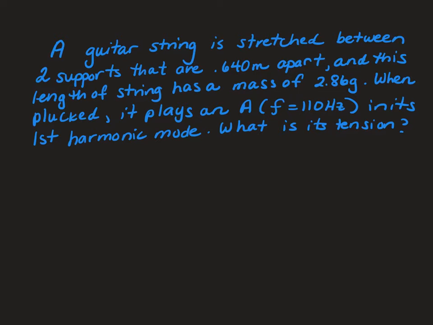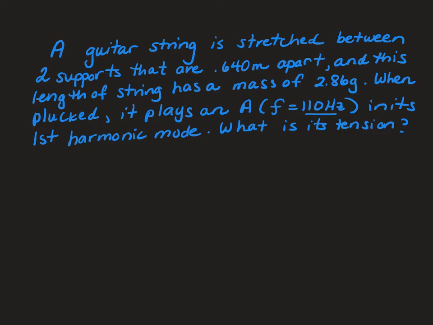So here's the problem. We have a guitar string, and that string is stretched between two supports that are 0.640 meters, or 64 centimeters, apart, and this length of string also has a mass of 2.86 grams. When the string is plucked, it plays an A, which has a frequency of 110 hertz, in its first harmonic mode. So it's vibrating in the first harmonic mode, and that makes it play an A at a frequency of 110 hertz. What is the tension in the string?